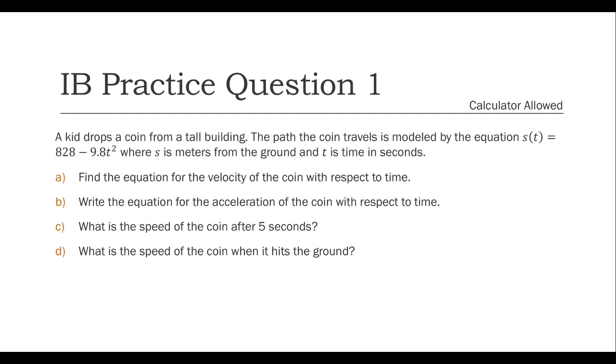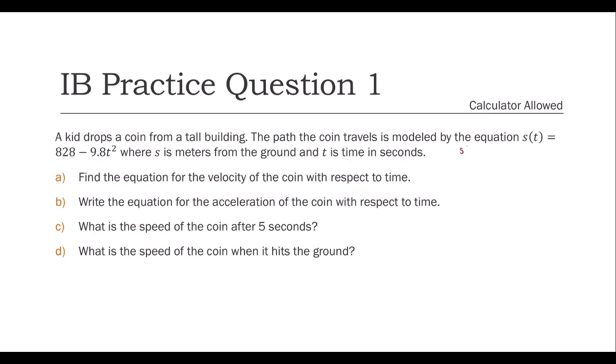So here we have our first IB practice question. It says a kid drops a coin from a tall building. The path the coin travels is modeled by the equation S of t equals 828 minus 9.8 t squared, where S is in meters from the ground and t is time in seconds. A, find the equation for the velocity of the coin with respect to time.